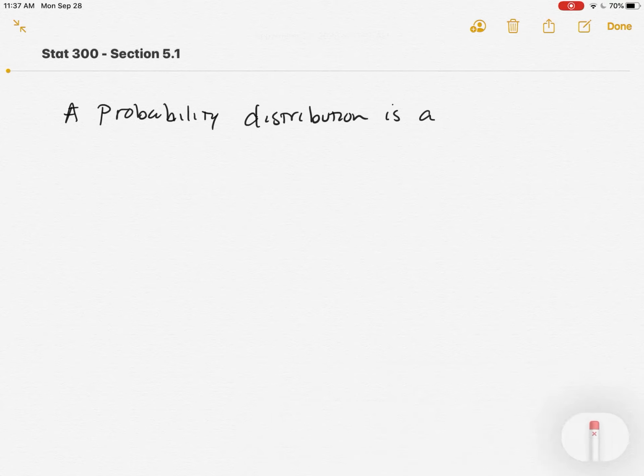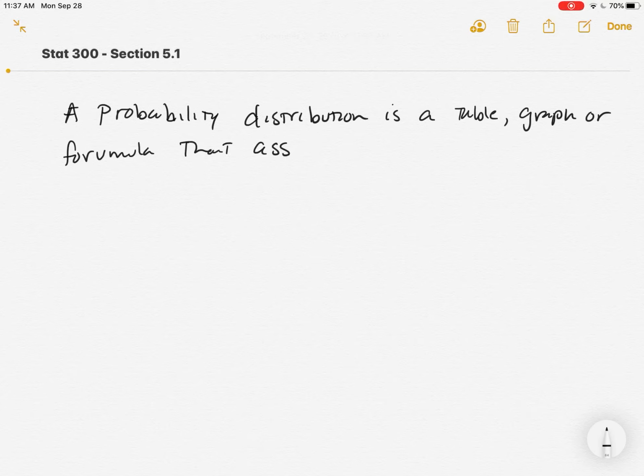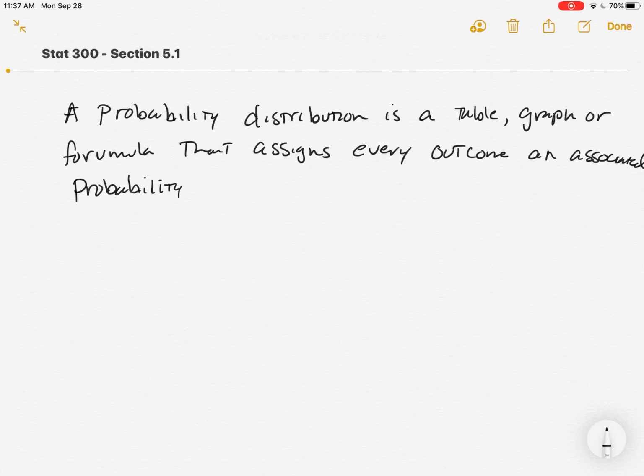Is a table, graph, or formula that assigns every outcome, I'll put an associated probability. And so this definition transcends both chapters 5 and 6.